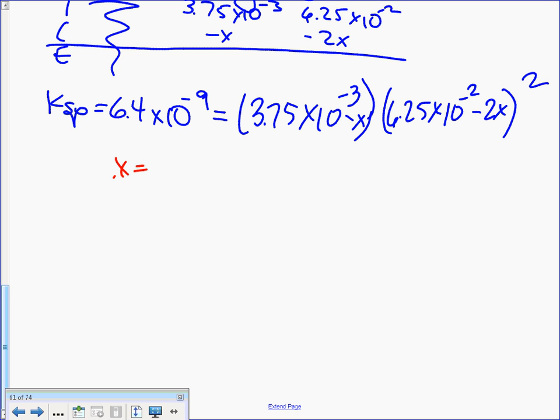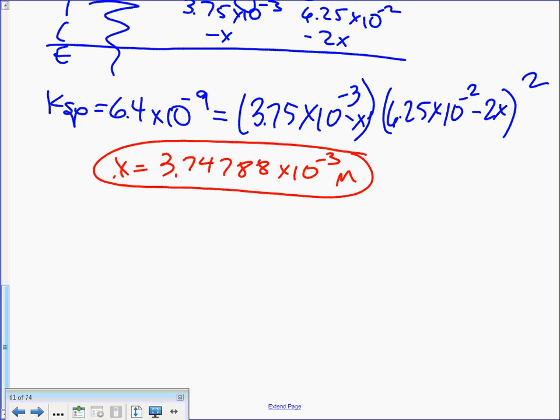So whenever you use your solver, you get x to be 3.74788 times 10 to the negative third molar. And I've extended that out some so I don't have any rounding error right now. Okay. What was the question again, guys? We've been doing these problems for so long. It's asking for concentrations, right? So, how do I solve for magnesium's concentration?